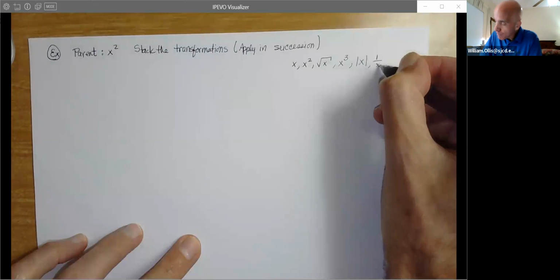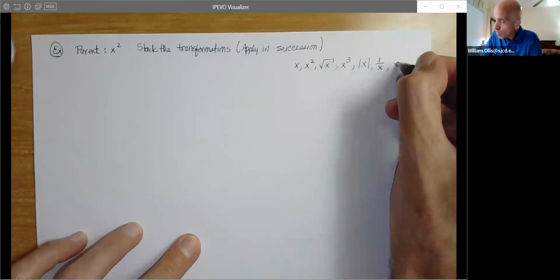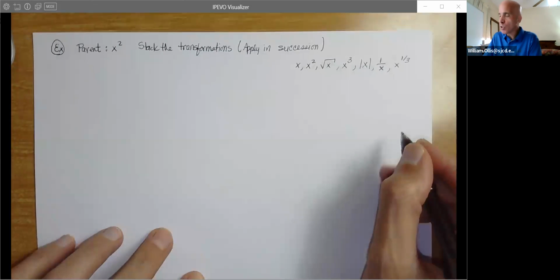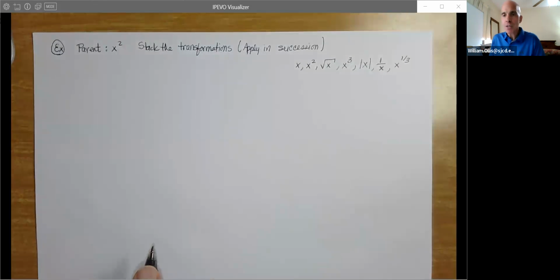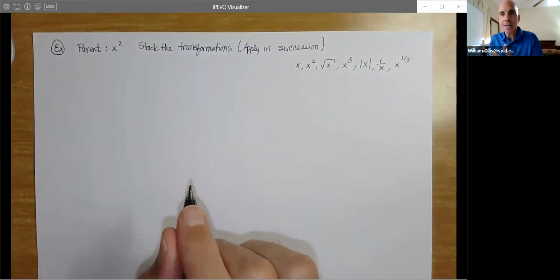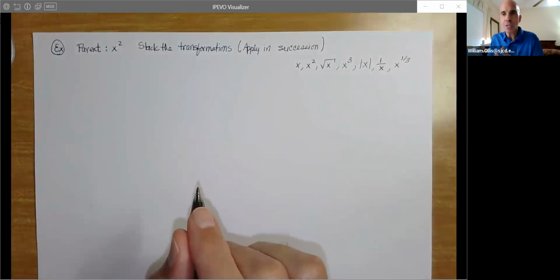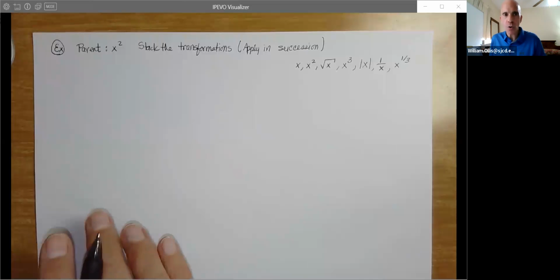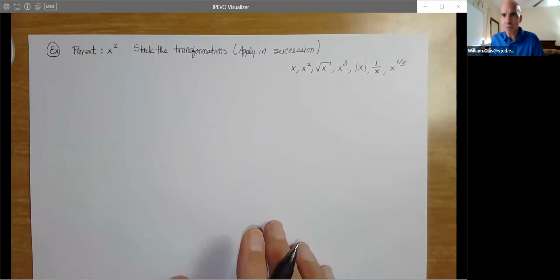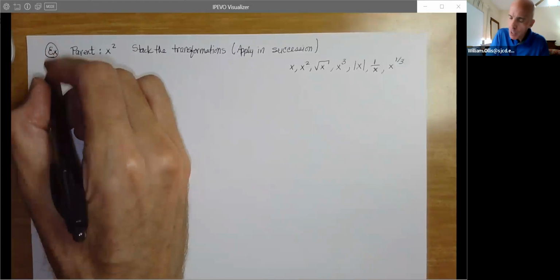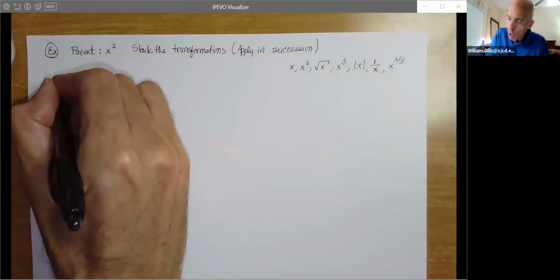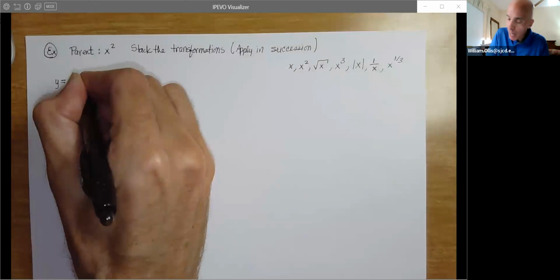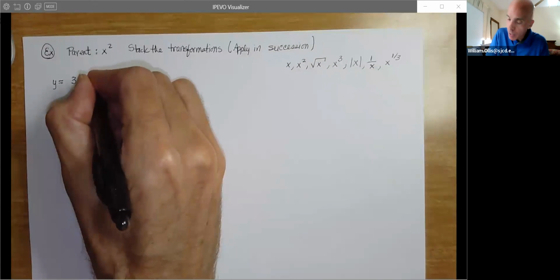1 over x and maybe the cube root. So these will be parent functions that we're used to from college algebra. So if I ask you to graph something by transformations, I'll stick to a good parent function that you know. So don't worry that it's going to be something you've never seen. So we're going to just call the new function this, and this is going to be a shout out to what we're going to do on Thursday.